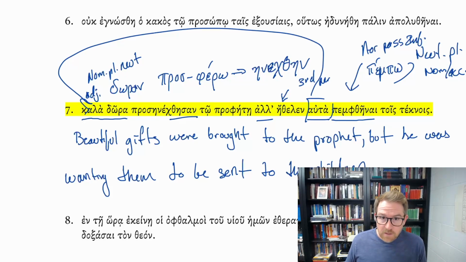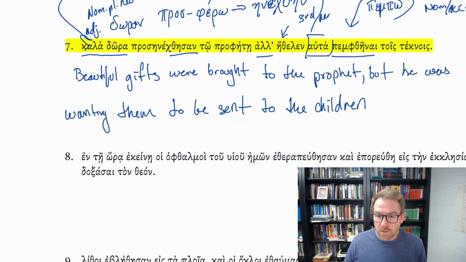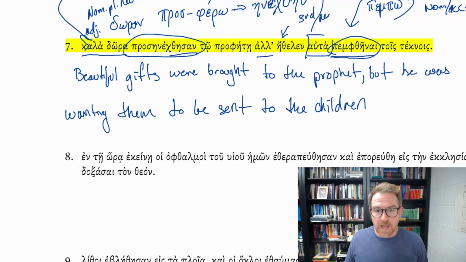So what we have here is beautiful gifts were brought to the prophet, but he, that is the prophet, was wanting them, that is the gifts, to be sent to the children. So we have here a good example of these, the aorist passive, pros enekthesan, and the aorist passive infinitive, pemphenai, along with your imperfect and your string of nouns, adjectives, and conjunctions.